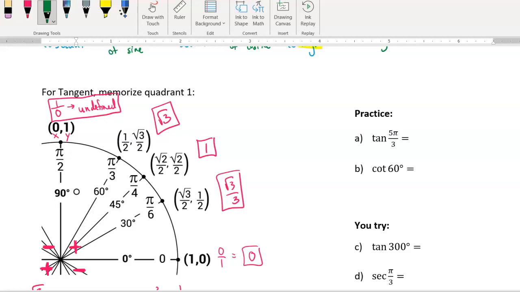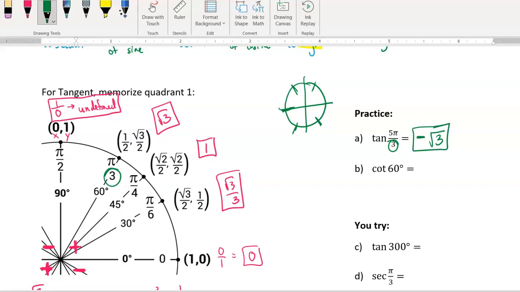So let's think about that for a second. In terms of the big unit circle, where would 5 pi over 3 be? So here's 1/3 pi, 2/3 pi, 3/3 pi, 4/3 pi, 5/3 pi would be down here. So that's going to be in quadrant 4, so it's going to be negative. And since it's a third of pi, it's going to be related to pi over 3. So my answer would be the same thing, square root of 3. It's just that it's going to be negative square root of 3.